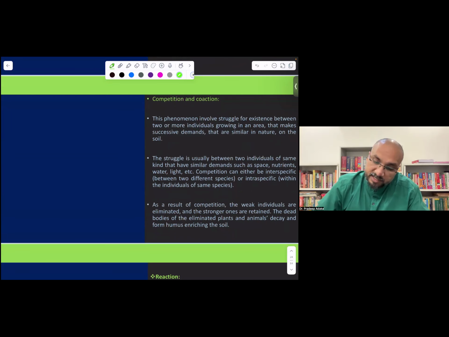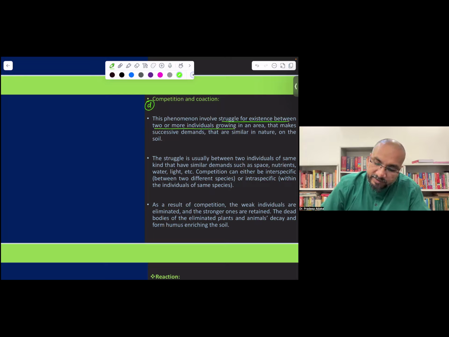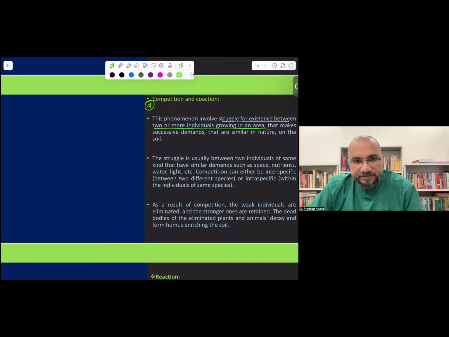Now competition will start. Population is slowly increasing. Conditions are becoming slowly more and more favorable. So now competition will be there because population is increasing. So struggle for existence between two or more individuals growing in an area will start. Now look, it can be one species or more than one species. So lichens can be of only one type, or there are two to three types of lichens that can establish at once. Two to three species can establish together.